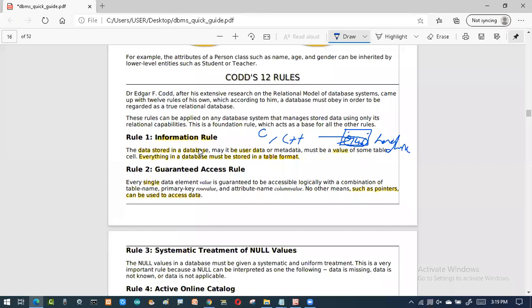Why? Because we have been telling that I am storing the data in table format. So when I'm storing the data in the form of a table, the data should be retrieved from this location only, not from the original address. Assume that this is your original address. It should not go and get the data from there. Whatever data is inside this, I should be able to get it. This is the guaranteed access of the data.